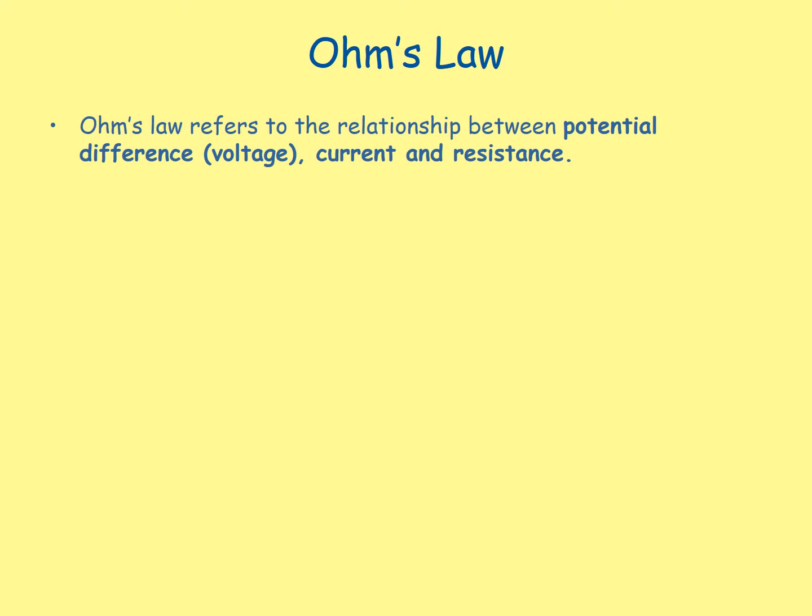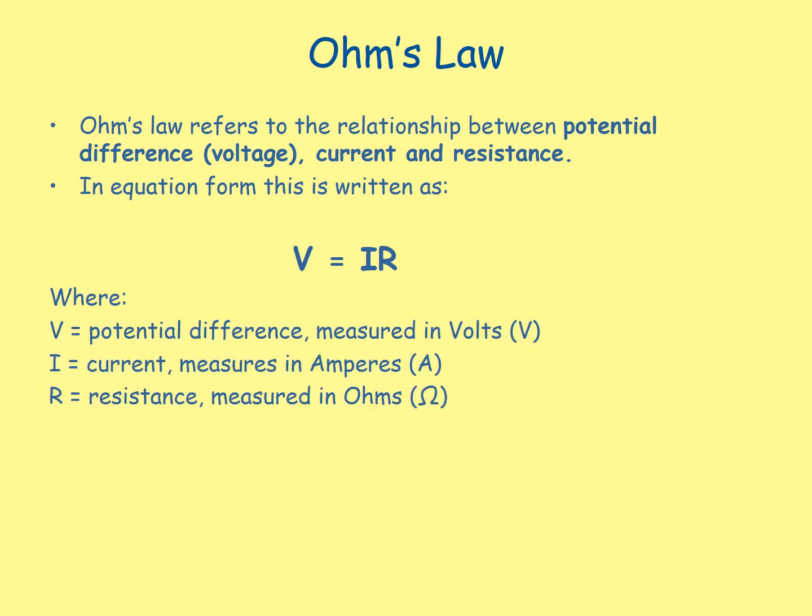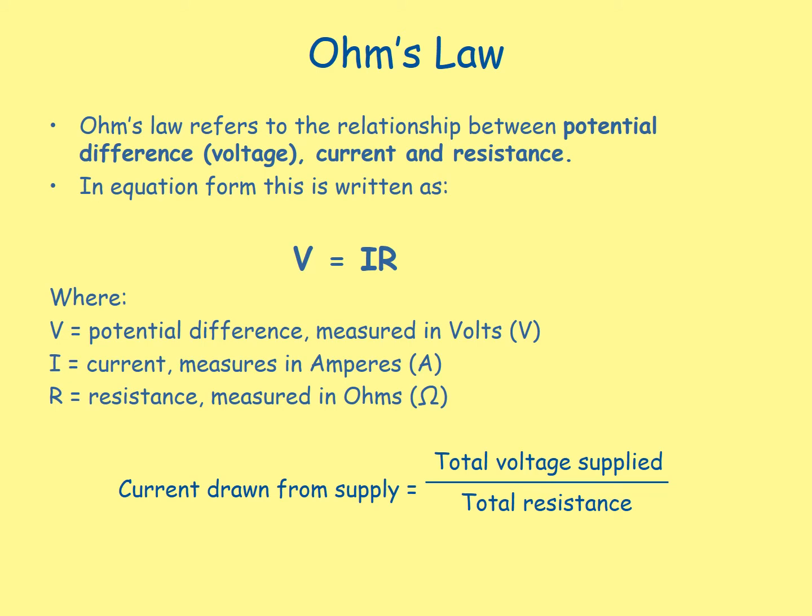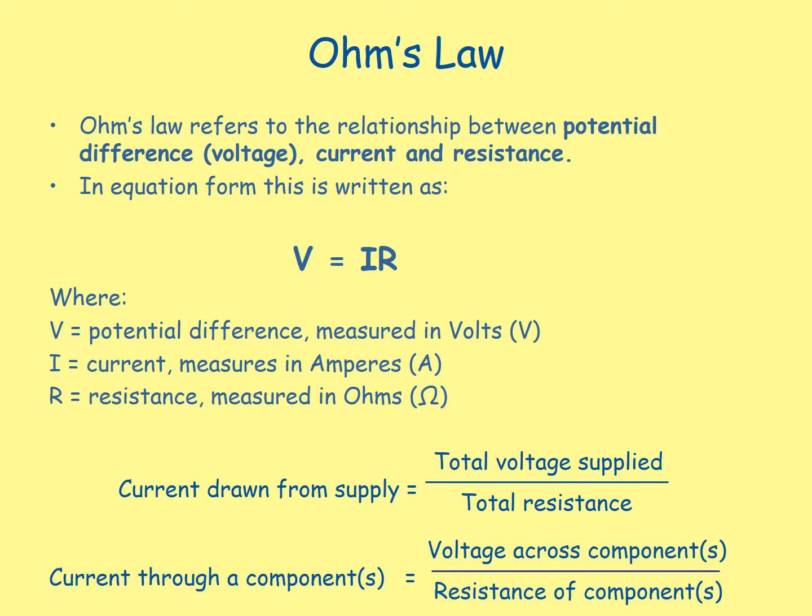Ohm's Law. Ohm's Law refers to the relationship between potential difference, or voltage, current, and resistance. In equation form, this is written as V equals IR, so voltage equals current times resistance, where V is potential difference measured in volts, I is current measured in amperes, and R is resistance measured in ohms. We can also write this as current equals voltage over resistance, and specifically, the current drawn from the supply is equal to the total voltage supplied divided by the total resistance. For a specific component, we can say the current through a component equals the voltage across the component divided by the resistance of the component.